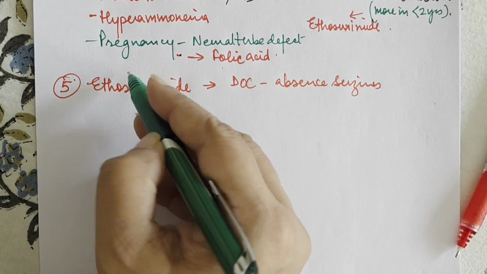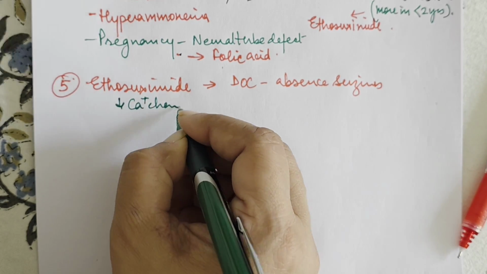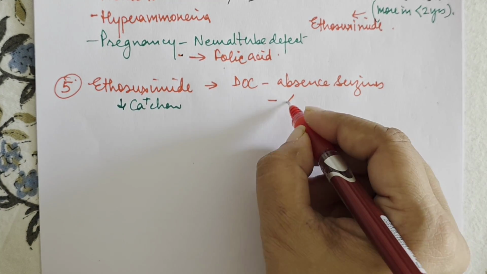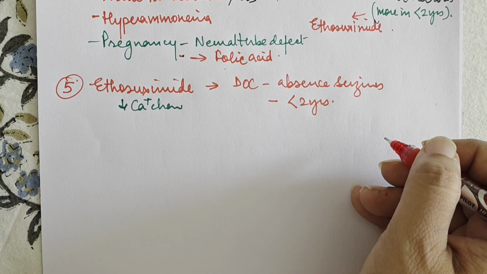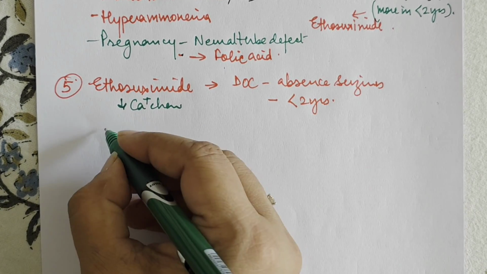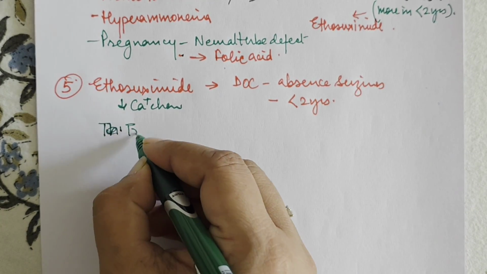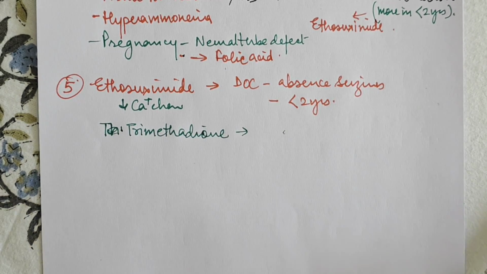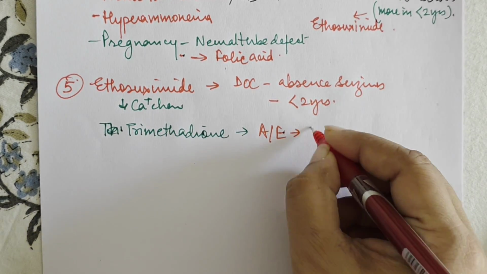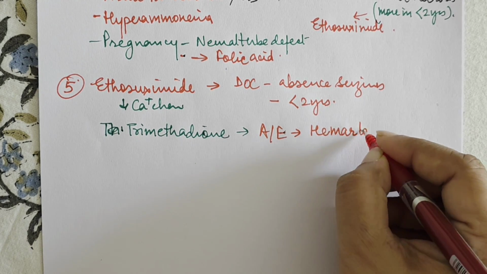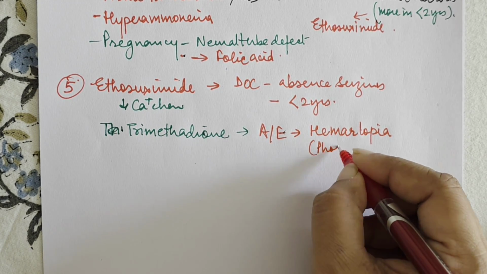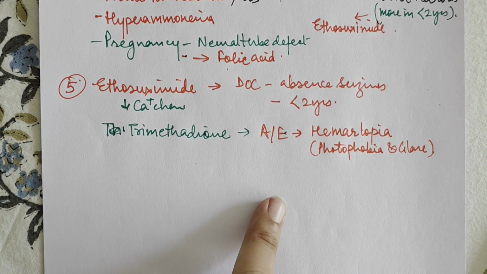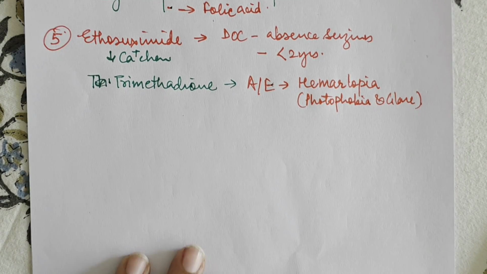This basically acts by inhibiting the calcium channels, T-type calcium channels. So it is the drug of choice only in absent seizures, and it is specifically used in children less than 2 years of age, right? There is a drug which is its congener, that is trimethadione, like ethosuximide, but this causes an adverse effect which is called hemerotopia, which is photophobia and glare effect. So trimethadione causes hemerotopia, photophobia and glare.